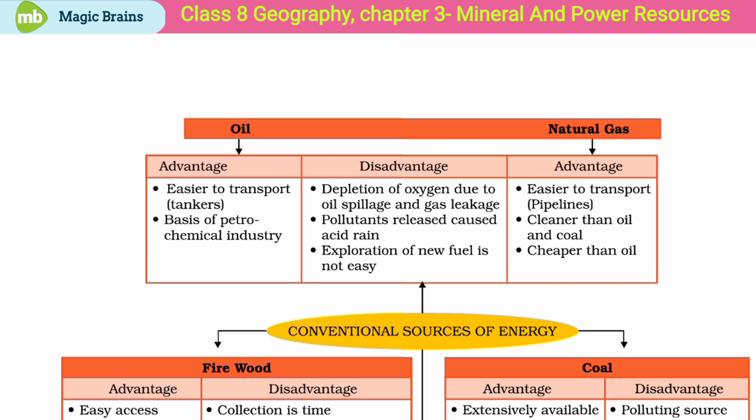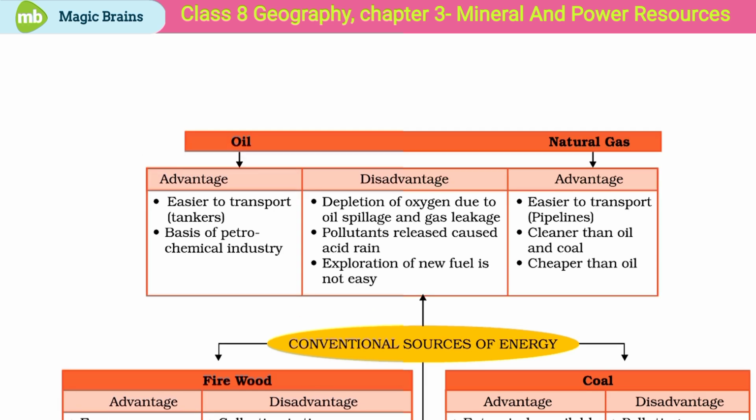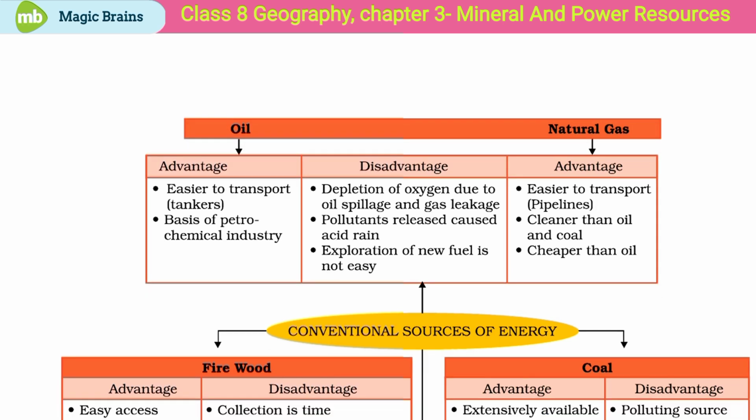In the same part of the diagram, disadvantages of conventional sources of energy mentioned are: number 1, depletion of oxygen due to oil spillage and gas leakage. Number 2, pollutants released caused acid rain. Number 3, exploration of new fuel is not easy. In the next part of the diagram, 2 conventional sources are mentioned. One is firewood and other is coal.